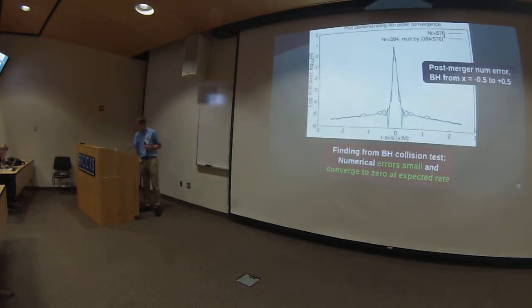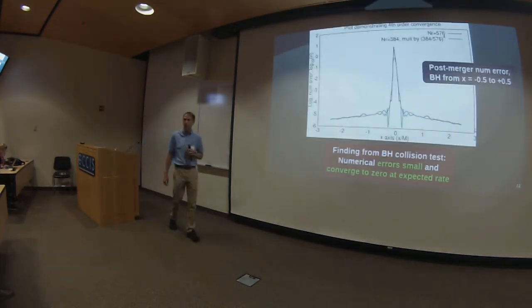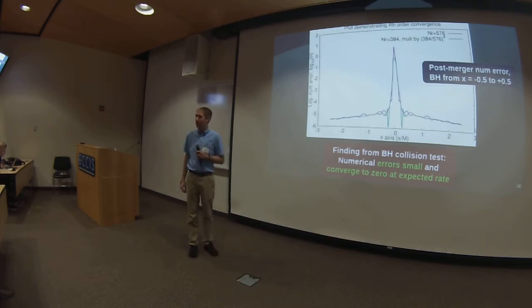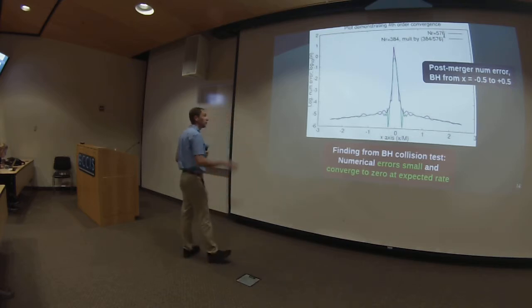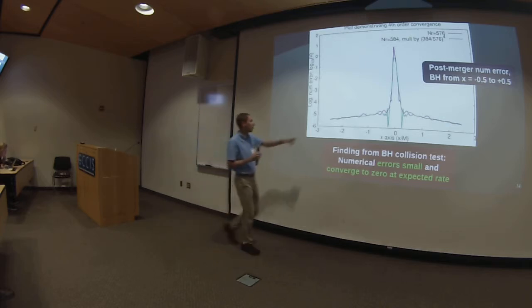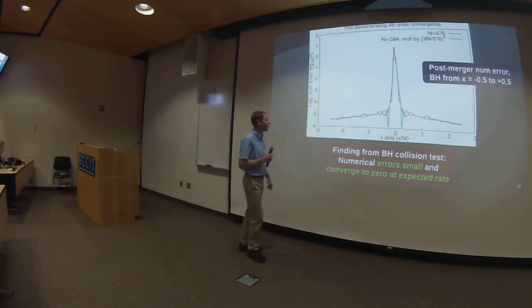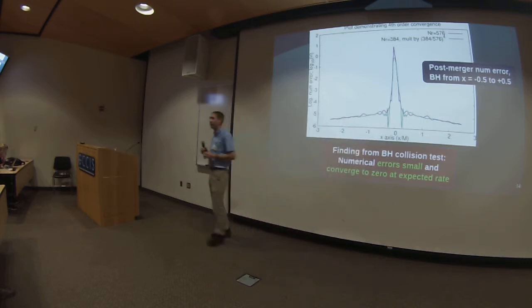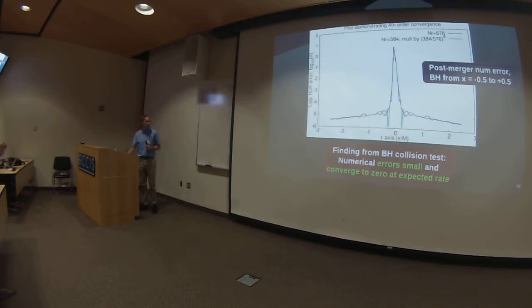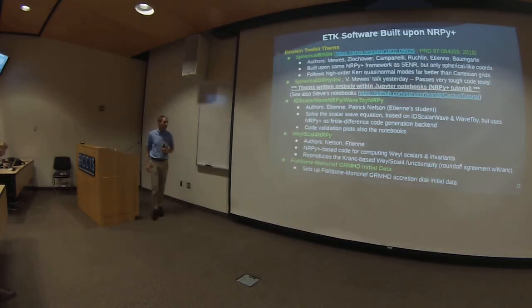And I wouldn't be presenting that if I didn't also have the proof that the error converges to 0. So this is rescaled. I rescaled the 2 runs here, the 2 resolutions, such that they should overlap if we get convergence. And they do overlap everywhere except deep inside the black hole, where they can't overlap anyway. So it works.